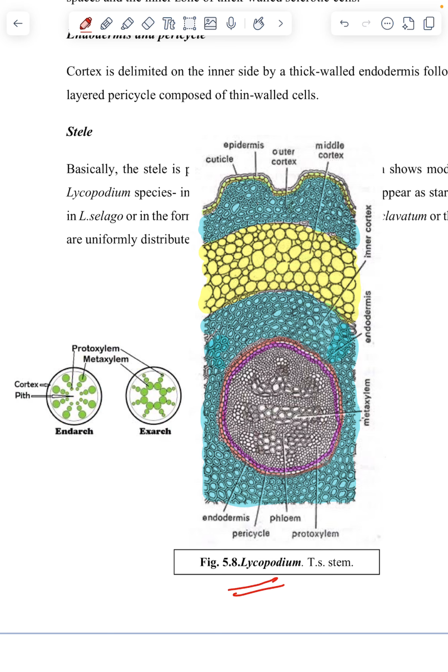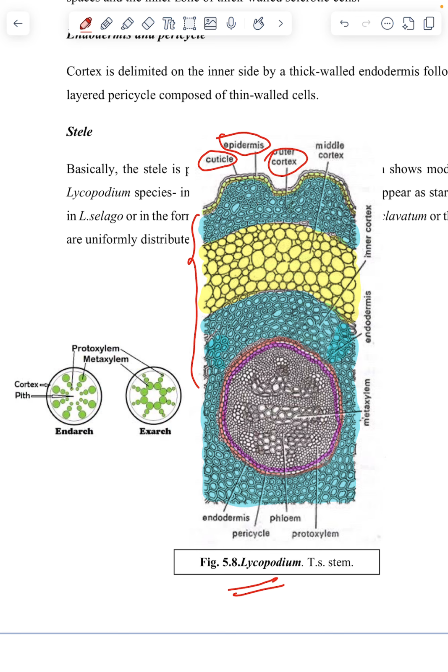Here you can see that the first layer is the epidermis. Okay, and epidermis is protected by a cuticle. Below the epidermis you see this is a big region. This is known as cortex, and the cortex is divided into three parts.